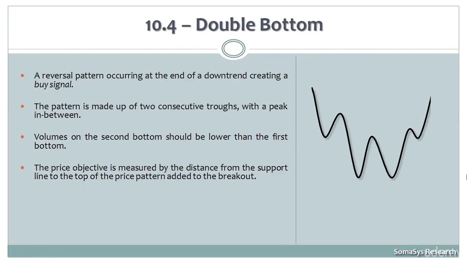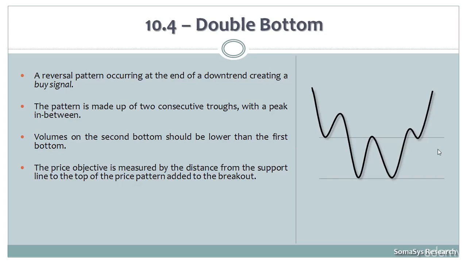A double bottom is a reversal pattern occurring at the end of a downtrend, creating a buy signal. Now this pattern is made up of two consecutive troughs that are roughly equal with a peak in between. Now breaking the resistance between the troughs completes the double bottom and will lead to a change in trend.